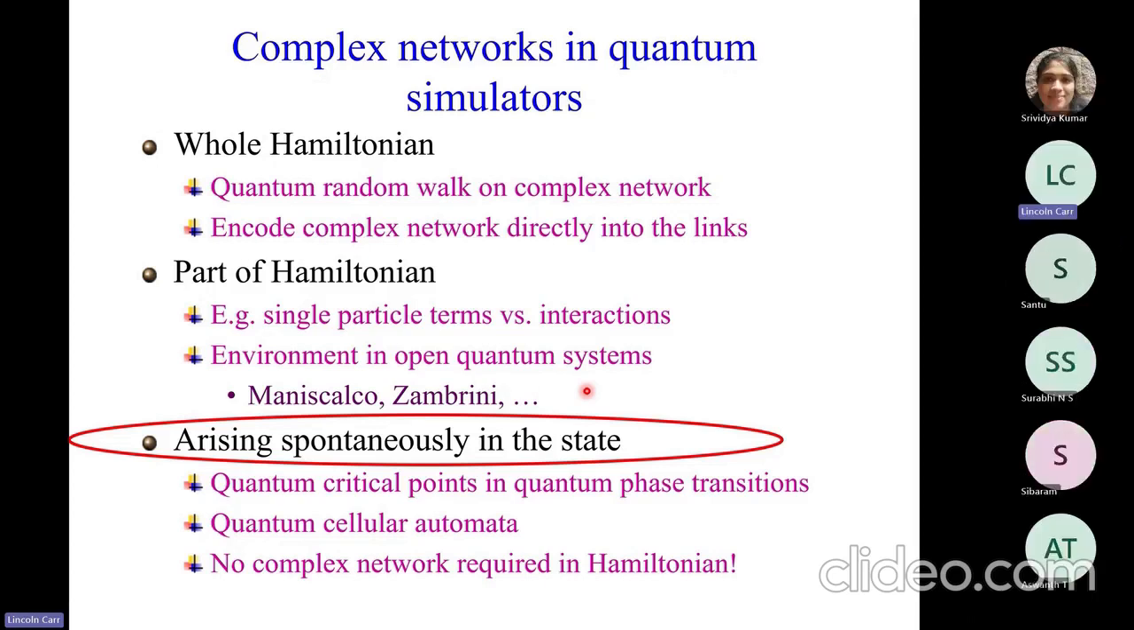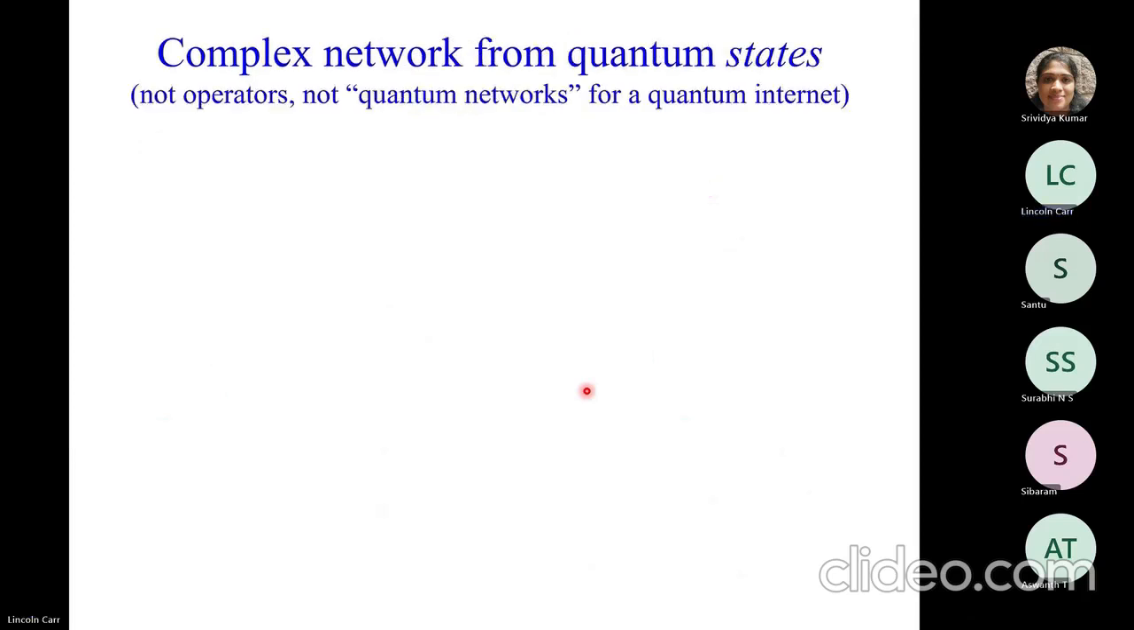If they arise spontaneously through local interactions, that's like the state arising. That's the emergence. So if you want to say emergence, it's not going to be in the Hamiltonian, it's going to be in the state itself. Okay, so we're going to focus on that. This is about a complex network from quantum states. It's not operators, it's not quantum networks for a quantum internet, it's really something else.